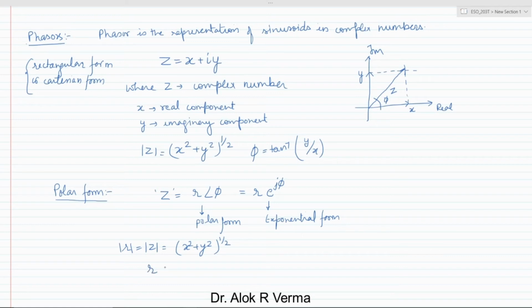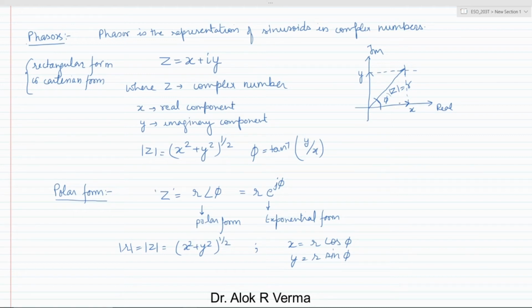If you want to see x in terms of r, then x will be r cos phi, and y is nothing but r sin phi. So from here you can see that mod z is nothing but r, and r cos phi is x. So this projection will be cos phi, and this projection will be sin phi.